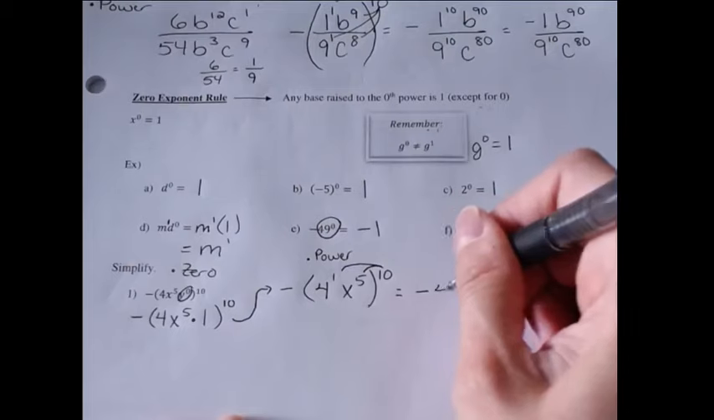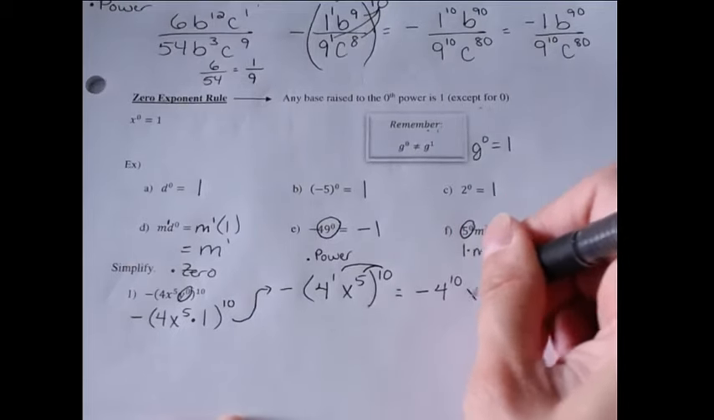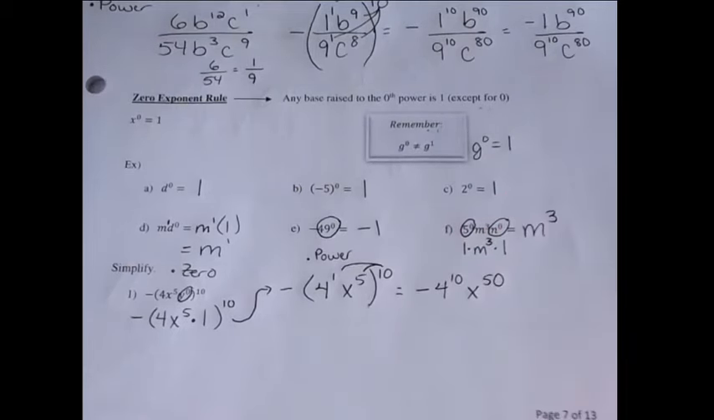So we have 4 to the 10th power and then x to the 50th power. 4 to the 10th power is pretty massive, so I'm just going to leave that in exponential form, and voila, we're done. Moving on. Let's take a look at the next problem.